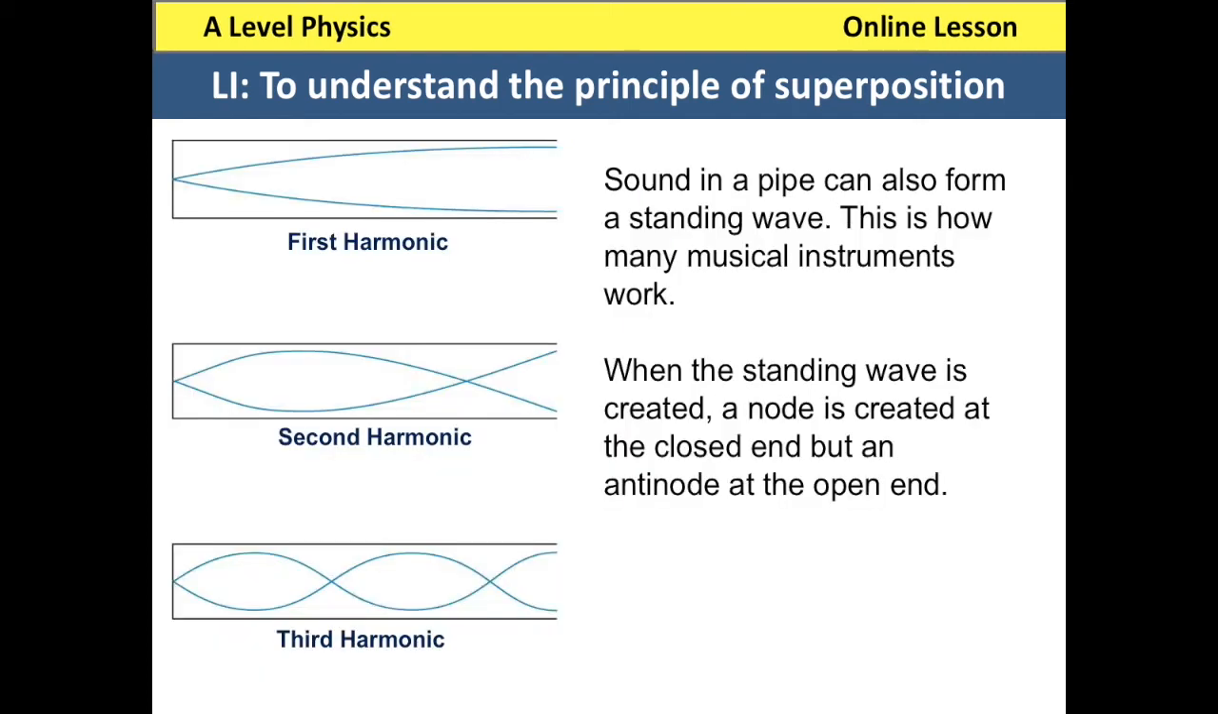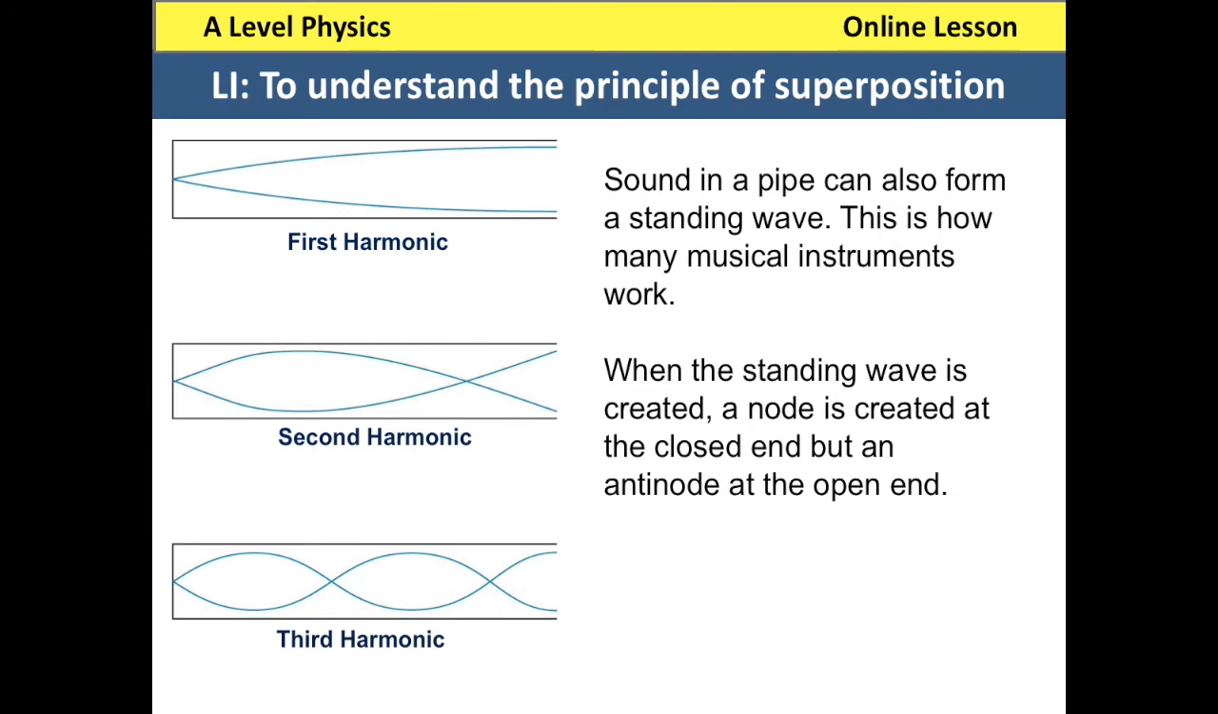Now then, we can also get stationary waves produced in pipes as well. We've looked at them on strings so far, but we can also get stationary waves made in pipes. The sound in a pipe is capable of forming a standing wave, and that is the basis of which many musical instruments work, things like flutes and recorders. When a stationary wave is created in a pipe, a node is created at a closed end, but we have an antinode made at an open end.